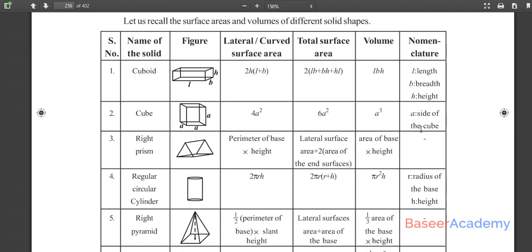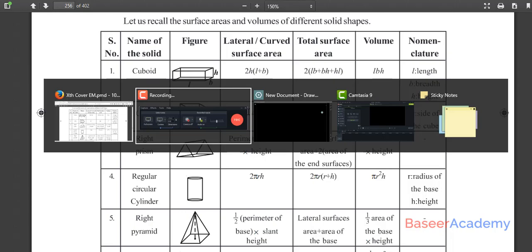Now that you understand that the lateral surface area is nothing but the area of the four walls, and that you get the total surface area when you add the top roof and the bottom floor, let's go ahead and derive the formulae for these figures. We'll be finding the lateral surface area, the total surface area, and the volume for these figures. I'll first start with the cube.